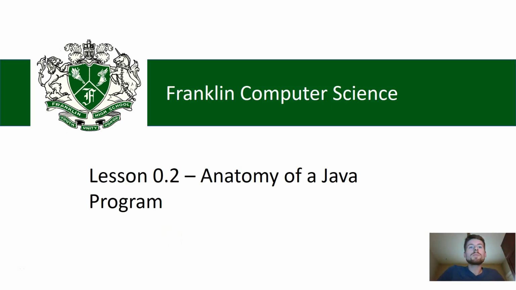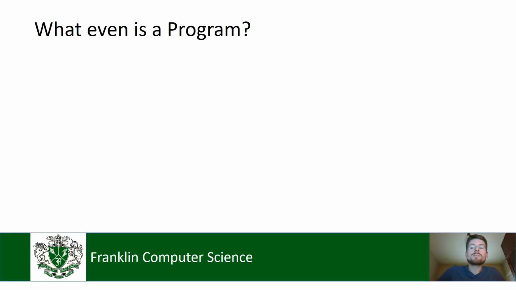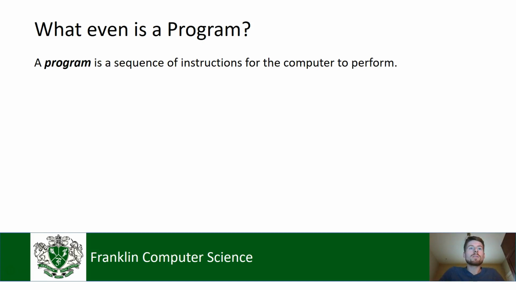Okay, welcome to lesson 0.2, where we're going to talk about the anatomy of a Java program. So first and foremost, you might ask the question, well, what is a program? What does that mean when we talk about writing programs or programming a computer? When you write a program, you're basically just coming up with a sequence of instructions for the computer to perform.